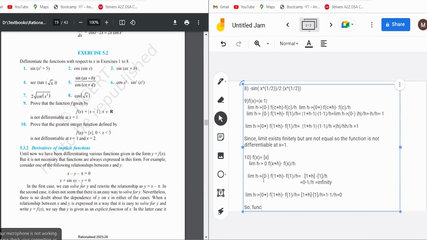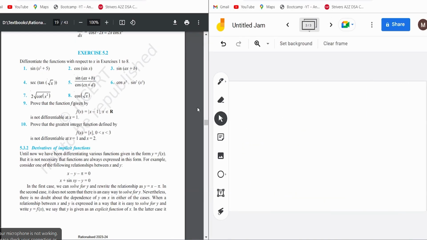So the function is not differentiable at x equal to 1. Simple. Now we have to do it for x equal to 2. So let's move to the next page. X equal to 2. Yes, x equal to 2. So for x equal to 2, again we will do the same thing.